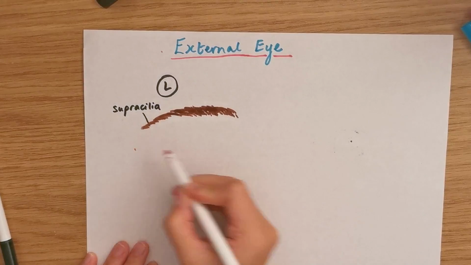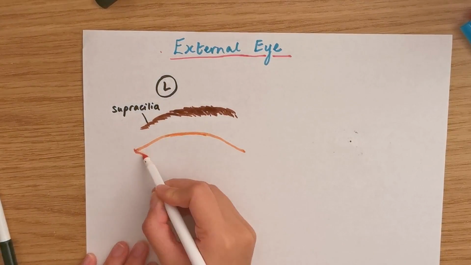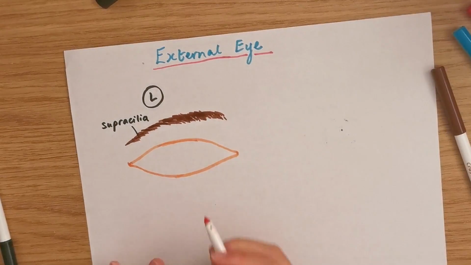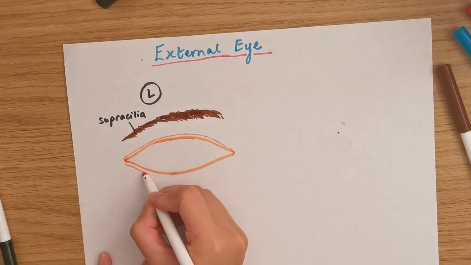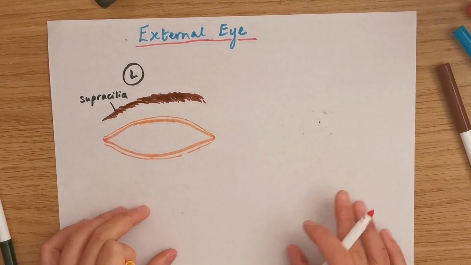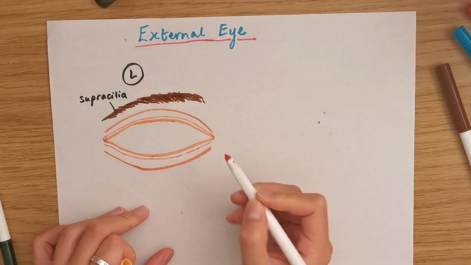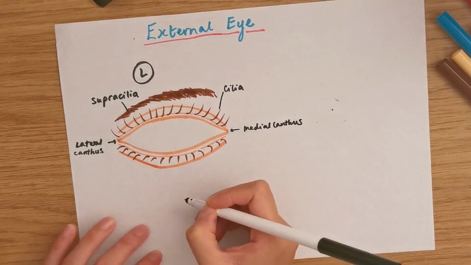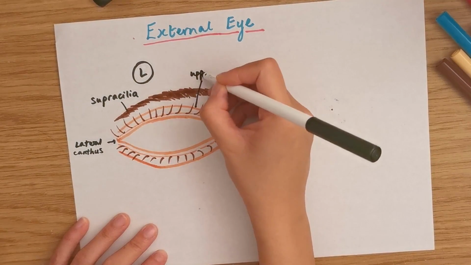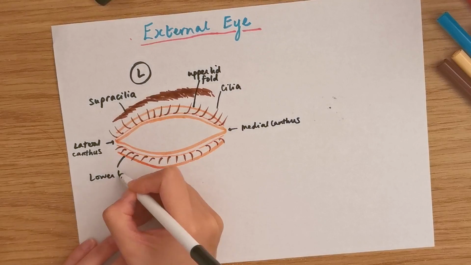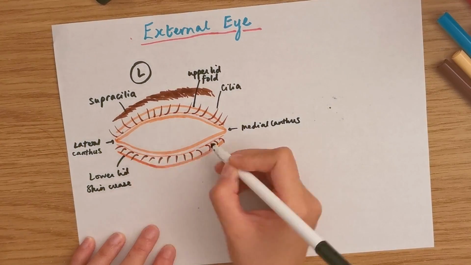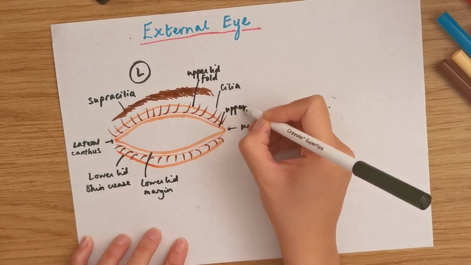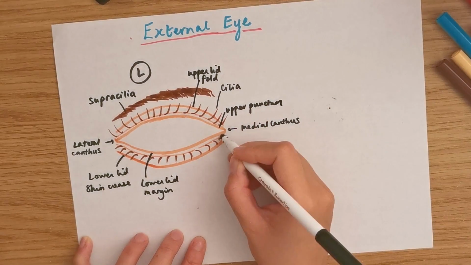So this is supraciliar, otherwise known as an eyebrow, and then here's the right eye, and supraciliar being above cilia. Cilia is also the eyelashes. And so here is the right eye and your cilia and the lateral and medial canthus. And then there's the upper lid fold and the lower lid fold, and also the upper and lower lid margins.